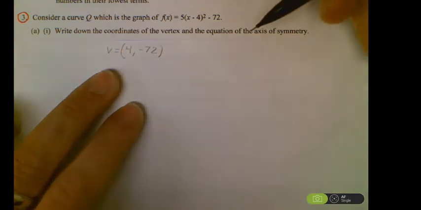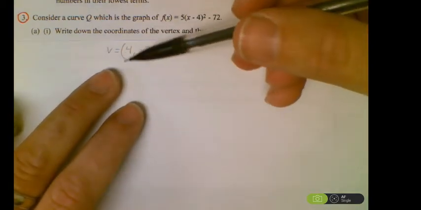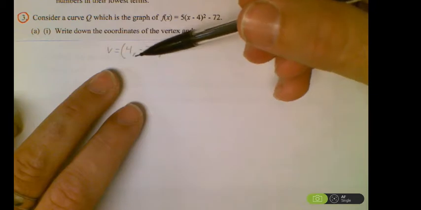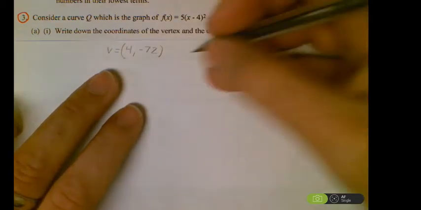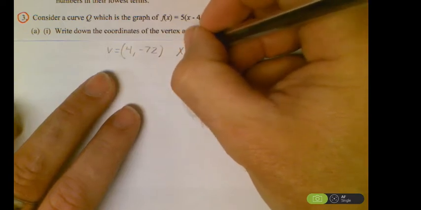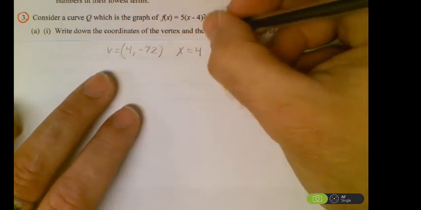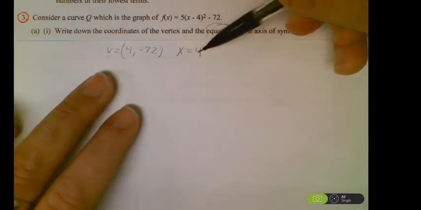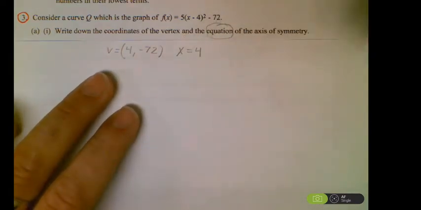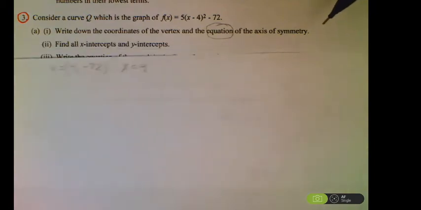And the equation of the axis of symmetry, the x coordinate of your vertex is always the axis of symmetry, so we know that it's at x equals 4. Do notice that it does say the equation of the axis of symmetry, so you've got to write that as an equation. If you just put 4, you would get it wrong. So, really important that you always pick out the details of the wording of the question. It's always going to be important for everything that we do in this class.